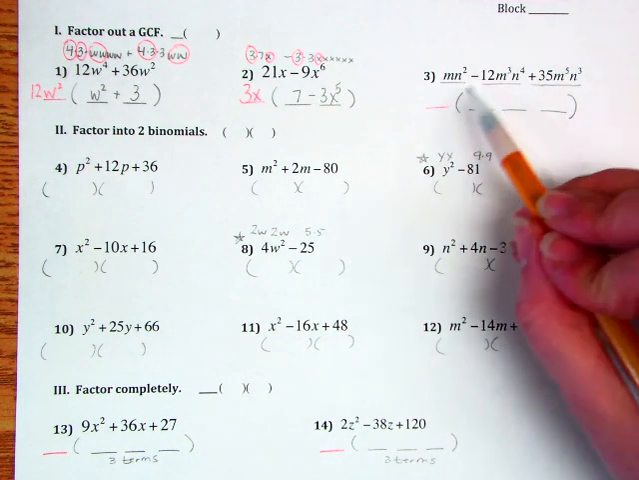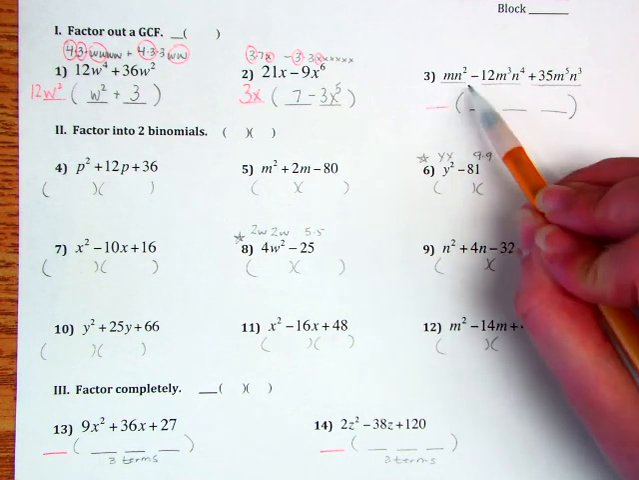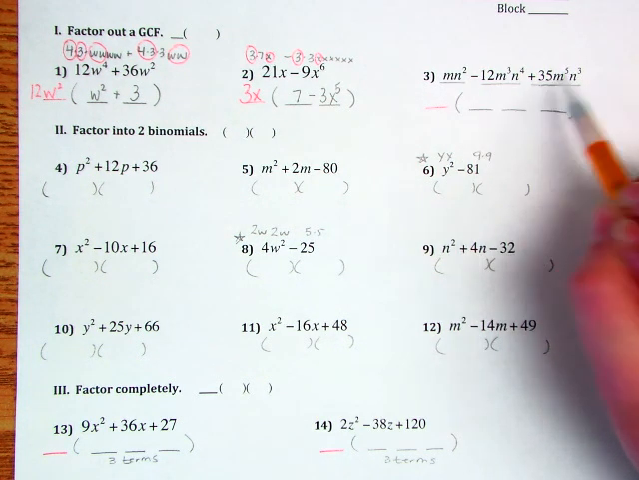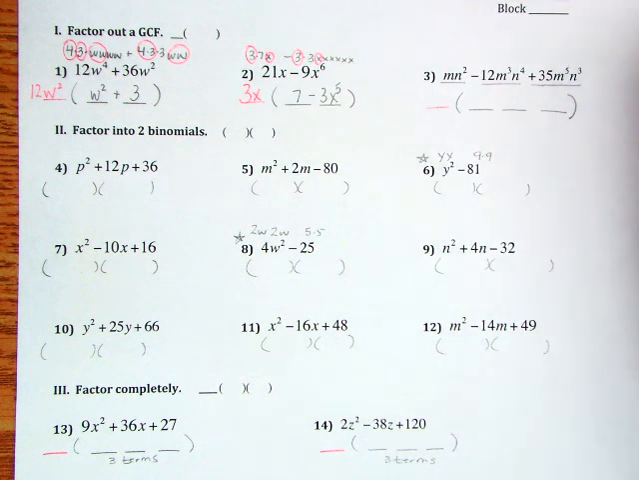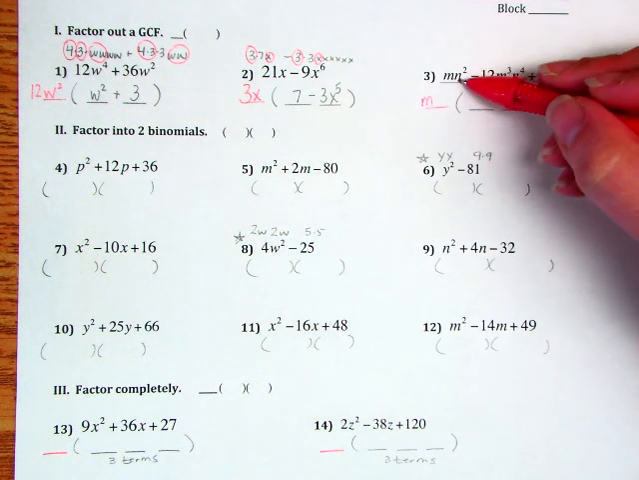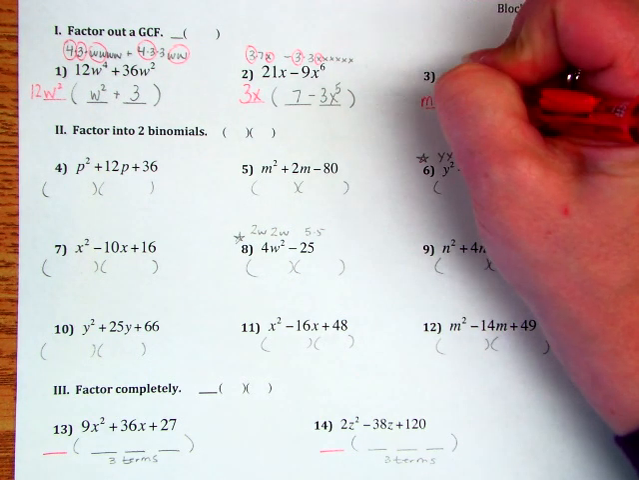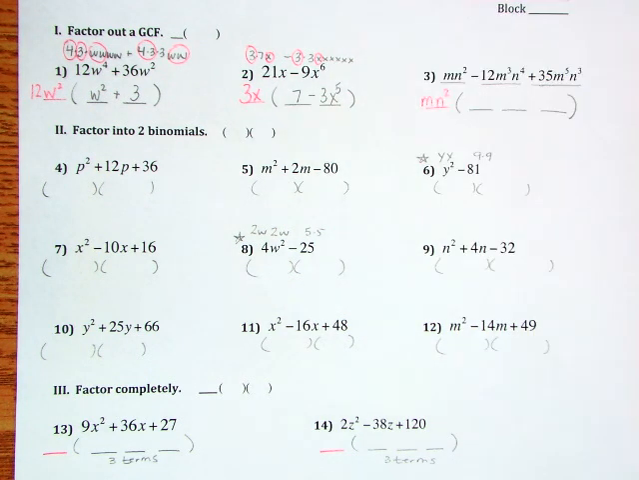The next example, I have 3 terms. The most number of m's that can come out from every single one the same is going to be 1m. The most number of n's is 2. I can take 2 from here, 2 from here, and 2 from here. mn squared is my GCF.